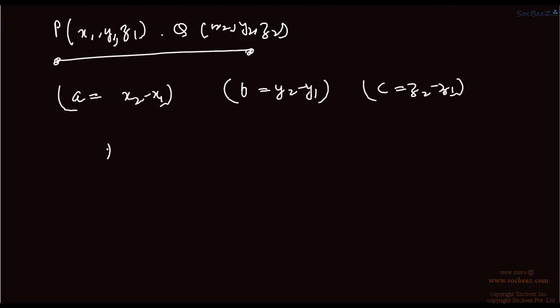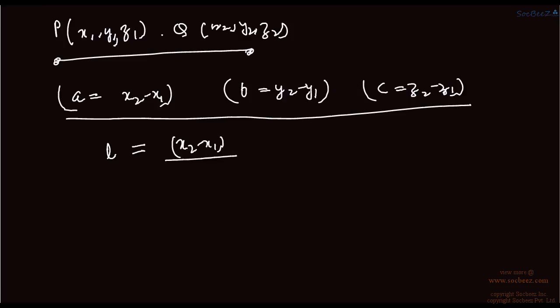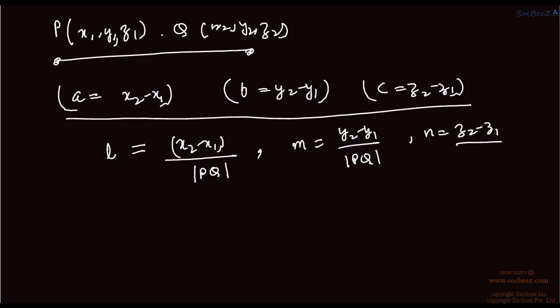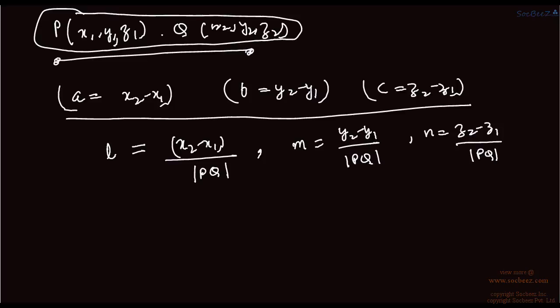Now to find the direction cosines of line PQ: these are proportional to the direction ratios, as the definition states. So L will be x2 minus x1 divided by mod PQ, the distance between P and Q, because PQ is a vector. M will be y2 minus y1 over mod PQ, and N will be z2 minus z1 over mod PQ. So this is how we calculate the direction ratios and direction cosines and the relation between them if we are given 2 points. Now we will move on to the angle between two line segments.